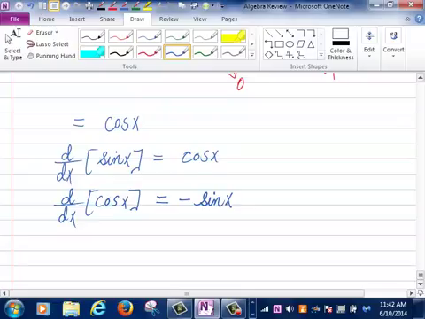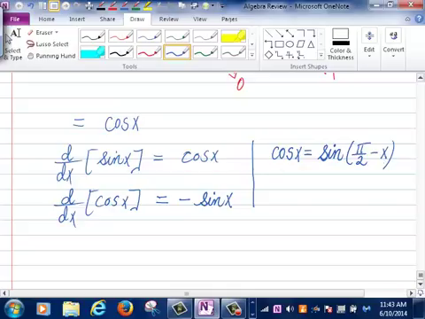Is everybody okay? But I'm going to show you another way of finding the derivative of cosine x without using the limit. How? You guys remember this identity that I gave you? Cosine of x is the same as sine of pi over 2 minus x. Right? So then, because I have the chain rule now, what's the derivative of cosine x by the chain rule?